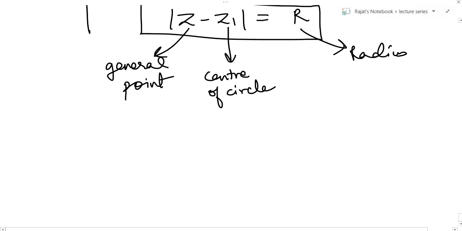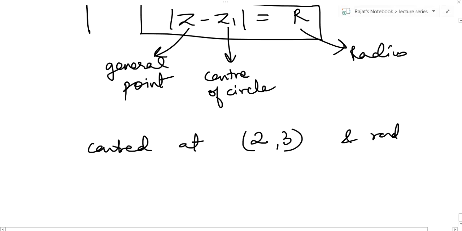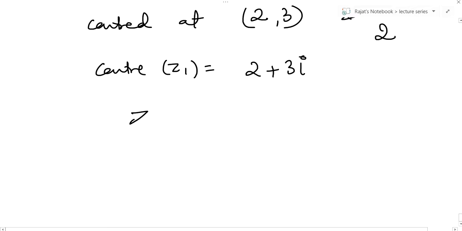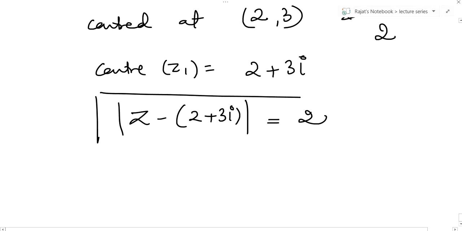So if I ask you, find the equation of circle centered at 2, 3 and radius of 2 units. So what will you do? The center Z1 will be equal to 2 plus 3i. So equation will be mod of Z minus (2 plus 3i) is equal to 2 units.